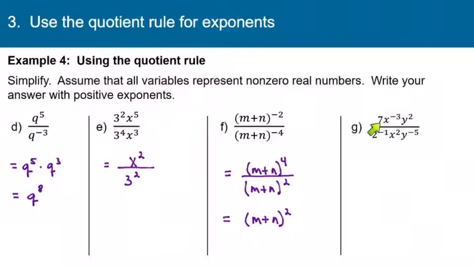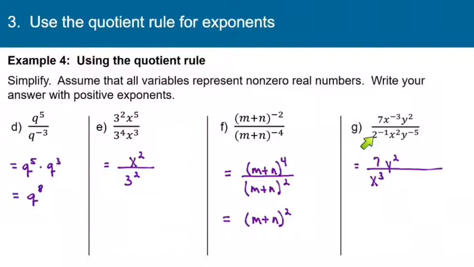On part G, we have 7x to the negative third times y to the second, all over 2 to the negative first, x squared, y to the negative fifth. This is all multiplication and division. So we have permission to move these factors around until we have all positive exponents. So the 7 has a positive exponent already. I'm going to leave the 7 in the top. This x to the negative third needs to be made a positive exponent. So I'm going to move x to the negative third to the bottom. That's going to make it have a positive exponent. And then we have y squared. That exponent is already positive, so that will stay in the top.